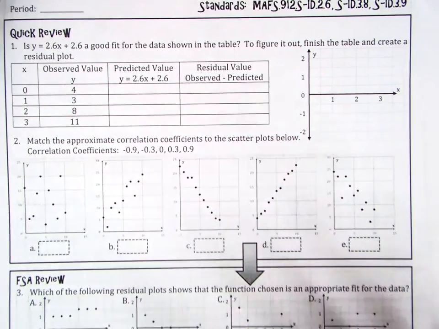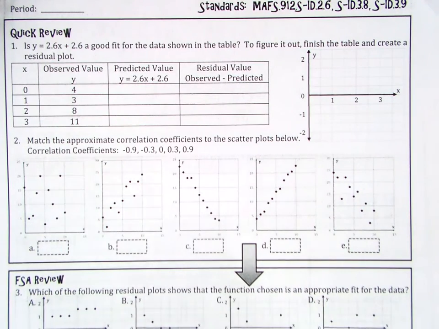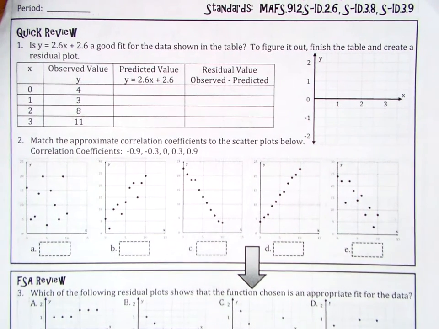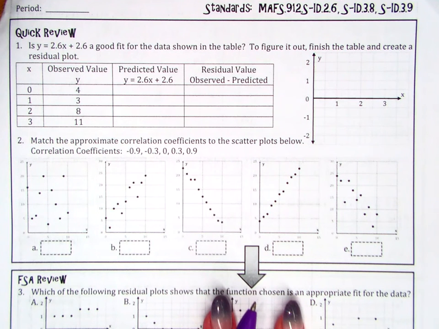Alright, so is y equals 2.6x plus 2.6 a good fit for the data shown in the table? To figure it out, finish the table and create a residual plot. Alright, so first things first.